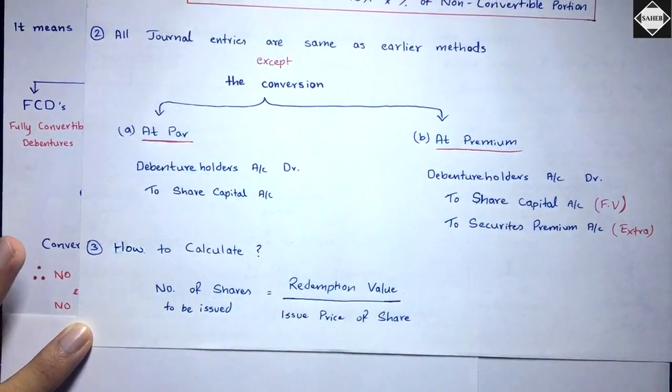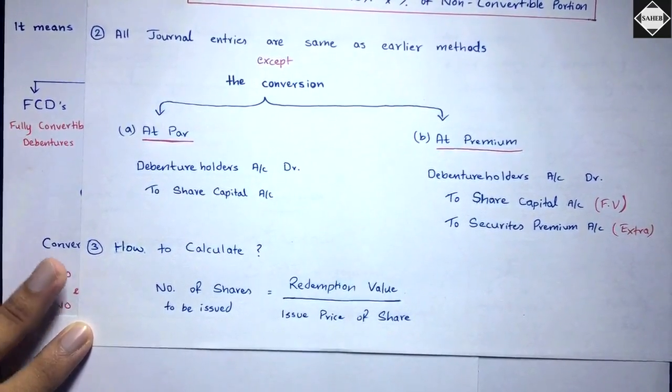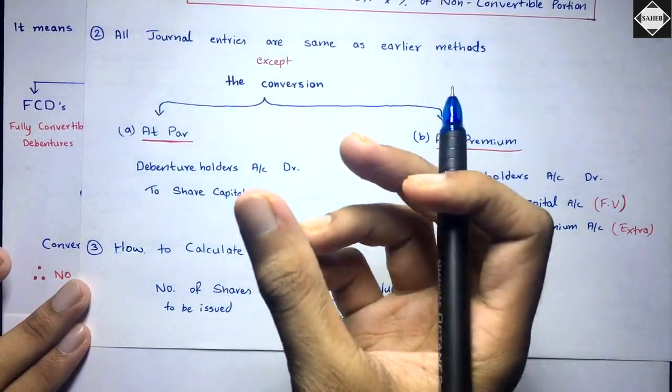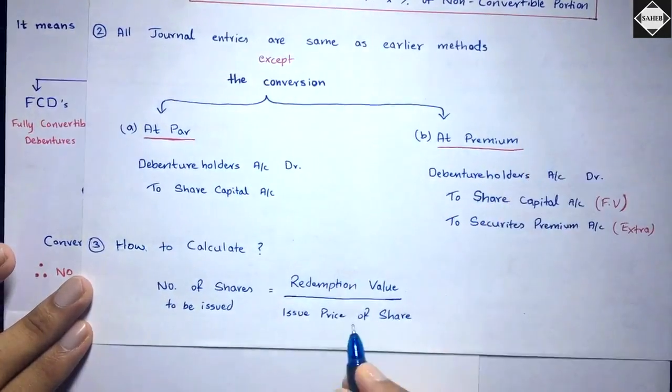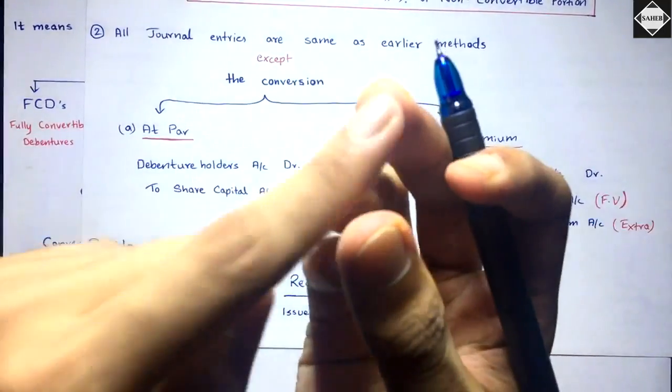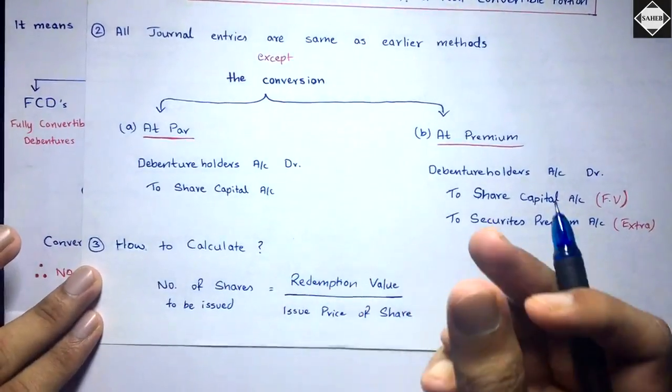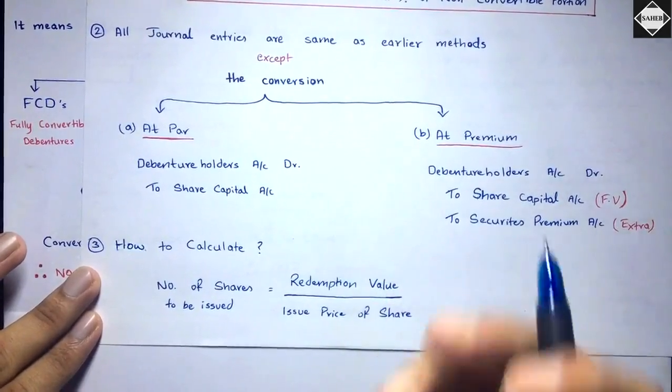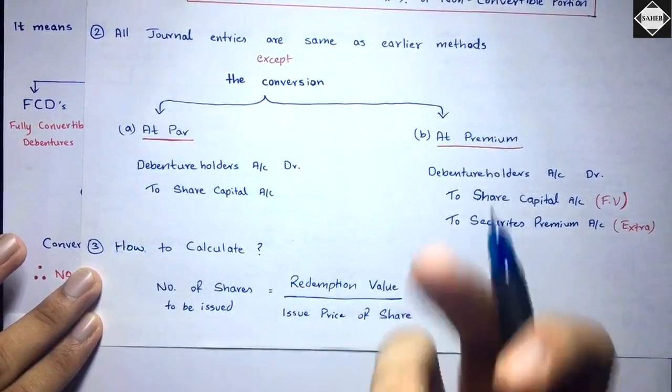What is the redemption value? You have to take that. In the question it will be given that this many debentures are there, and they will be repaid at this much amount. You don't have to take the face value, okay, you are taking the redemption value over here. The total redemption value you are taking, 1,50,000, 2 lakh, 15 lakh, whatever it is, that entire value you are taking.